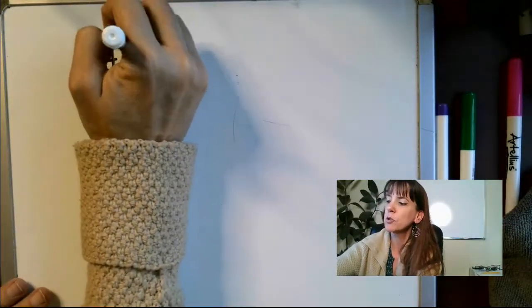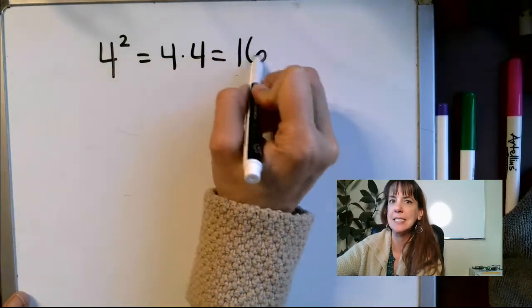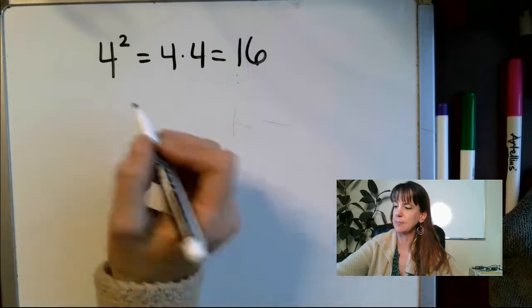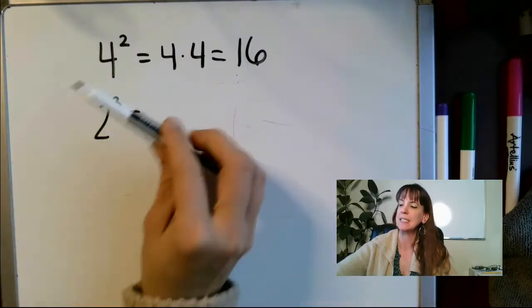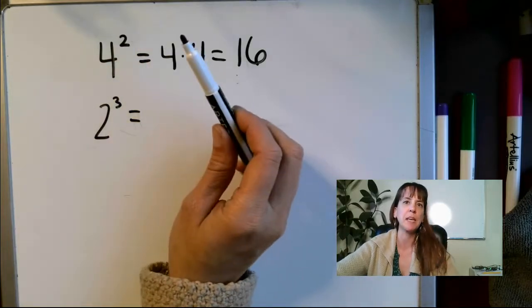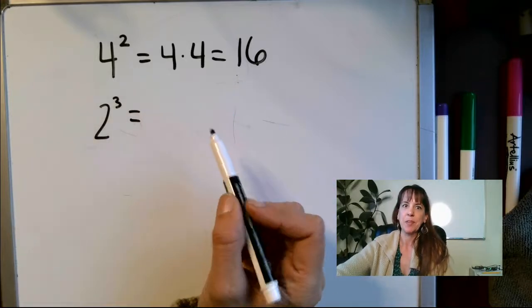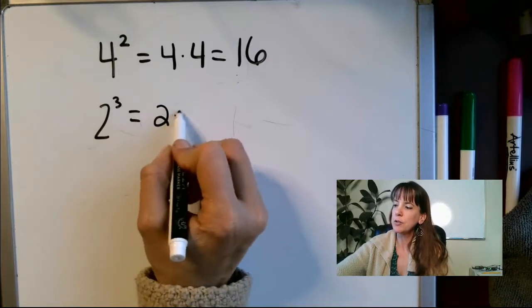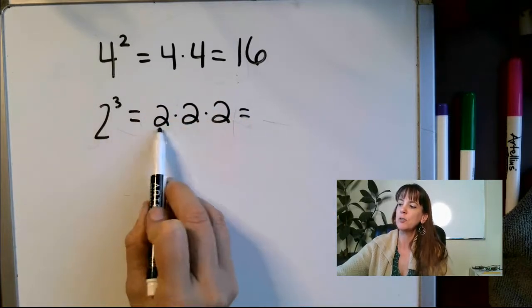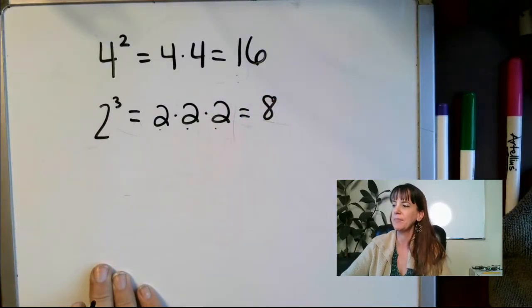Here's another good example. So 4 squared, what that is saying is 4 times 4, which equals 16. Now 2 to the third, this is tricky. A common mistake that I see is thinking 4 squared would be 8. It would not, it's 16, all right? So 2 to the third power is 2 times 2 times 2, which is 2 times 2 is 4, times 2 is 8, okay?